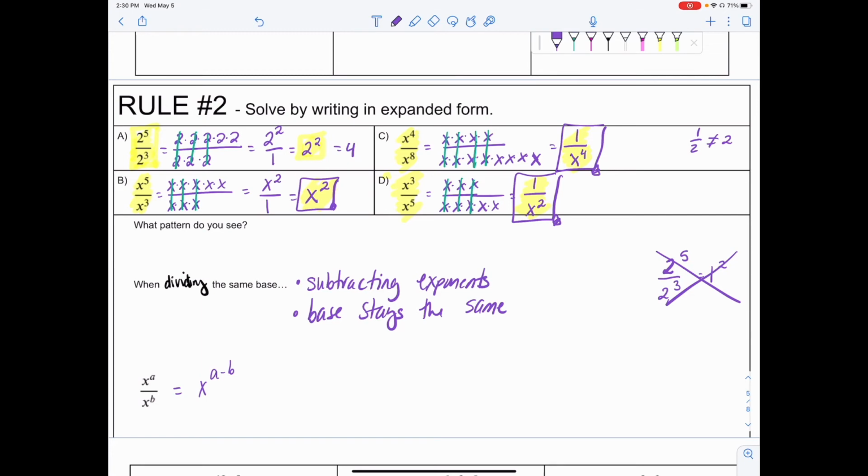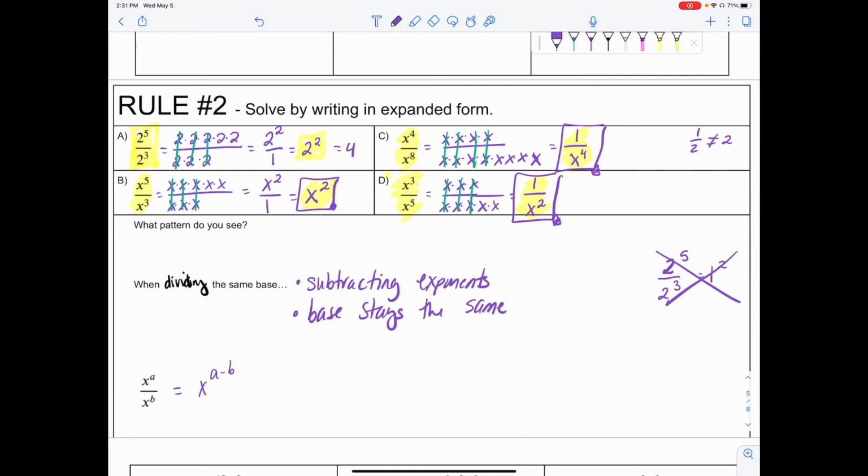And what we noticed was that the part of the fraction that had the largest exponent would be where our leftover x's were. So for example, in b, 5 is bigger than 3. So when we write it out the long way, we would have 5 in the top, 3 in the bottom, and after we do our division, the leftovers would be on top because that's where the most x's were written out. If the exponent in the numerator is larger, then that base is going to end up in the numerator.